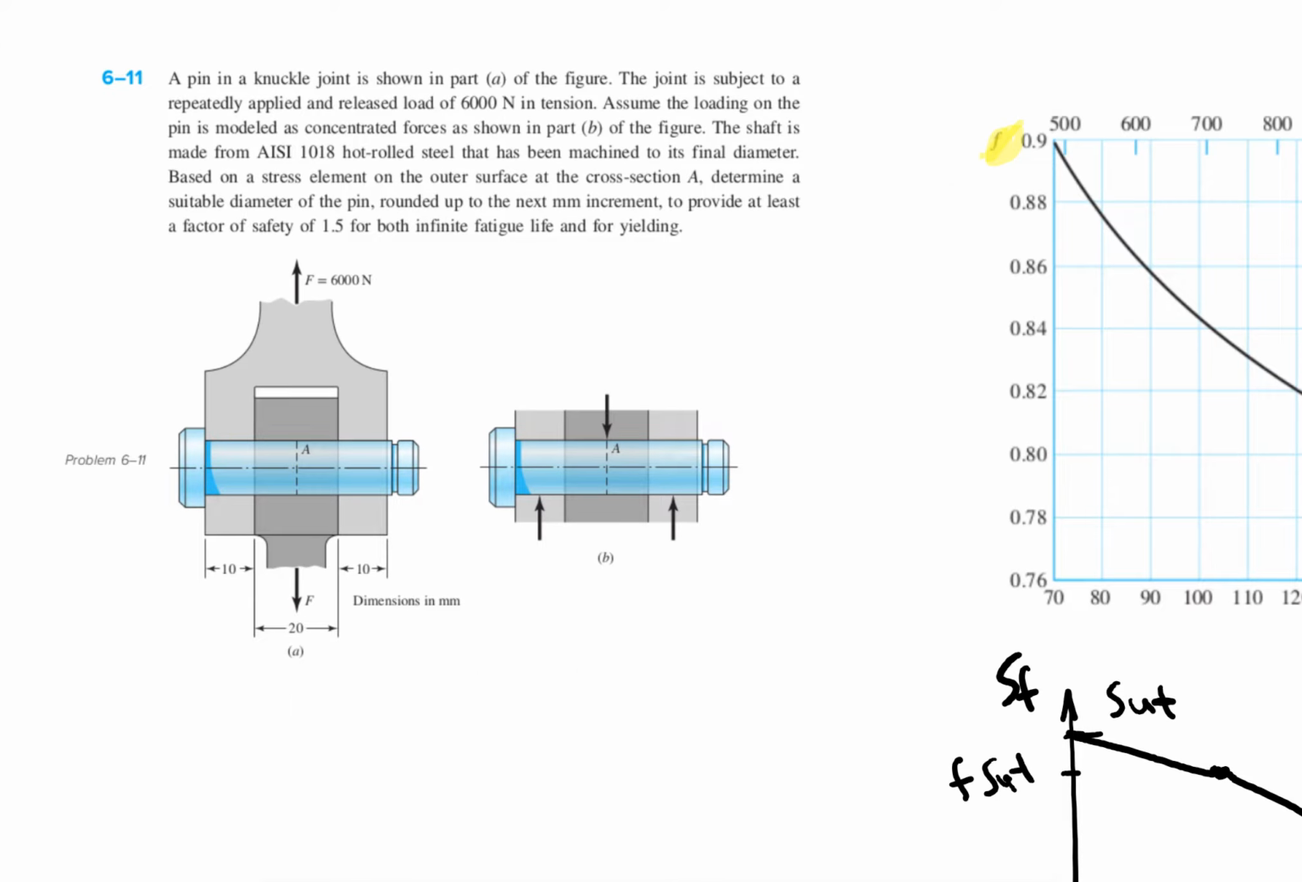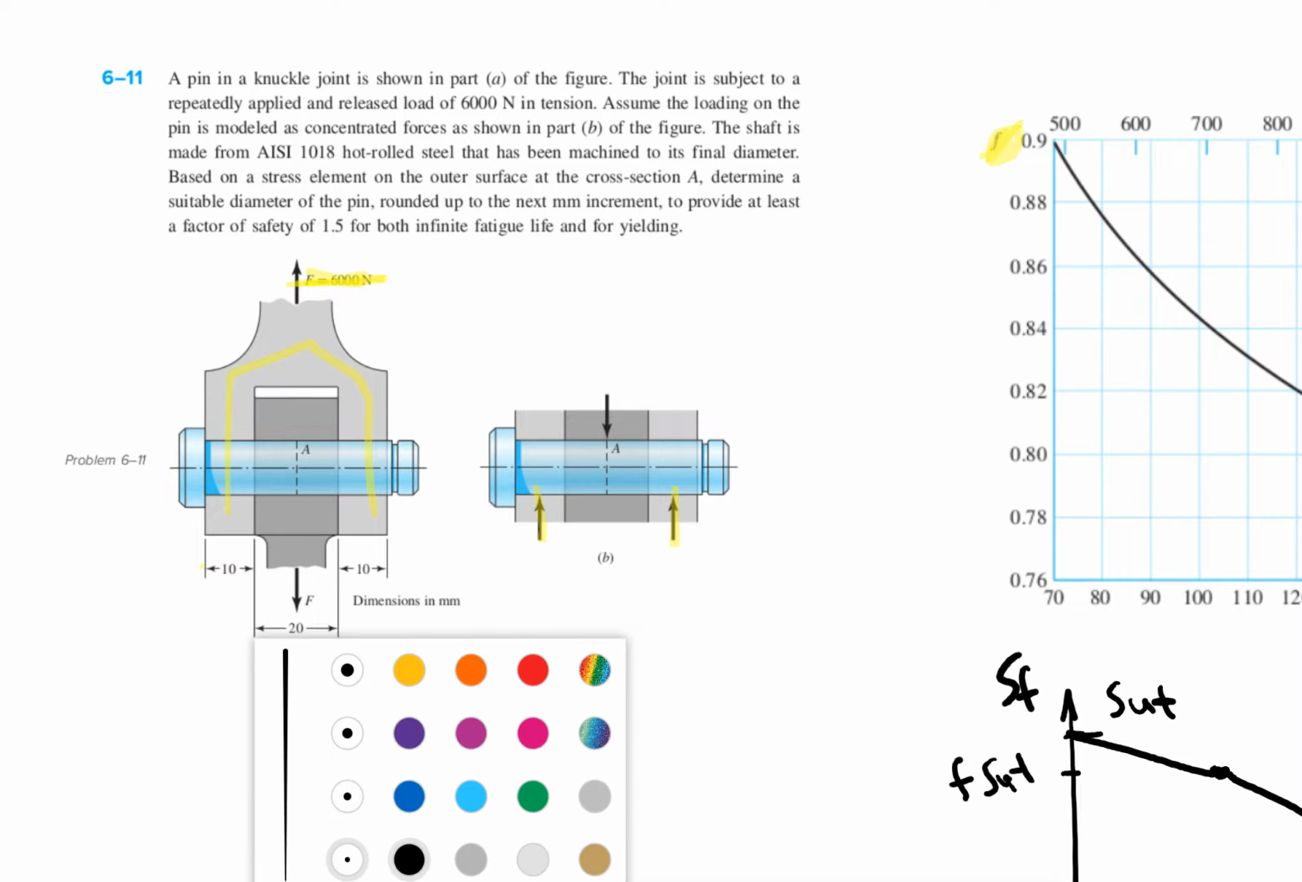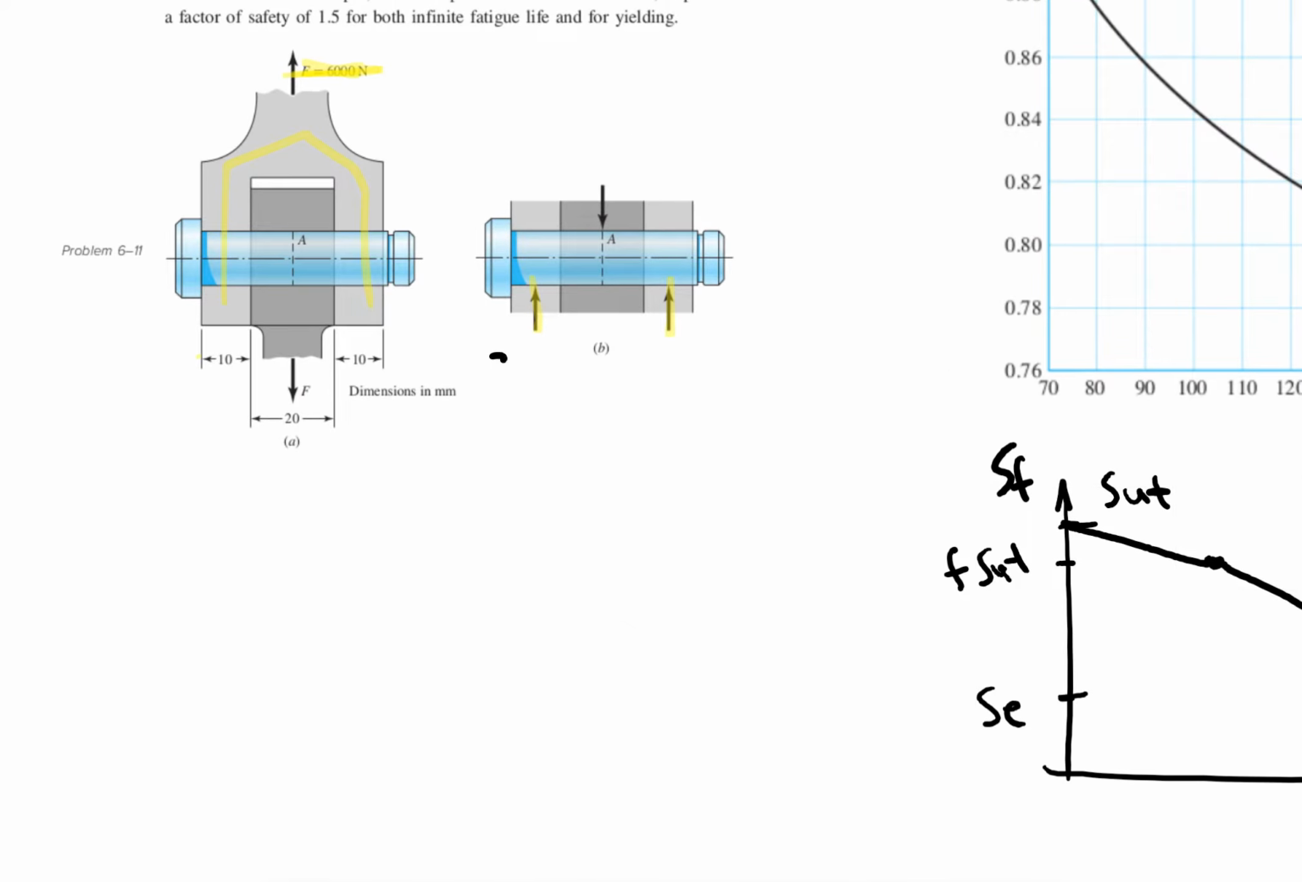I have a pin and a knuckle joint, shown in part A of the figure, and I have these forces, these loads. Basically this is just getting pulled up, and because the pin goes through this part, there's going to be some reaction forces here and here. So if that's 6,000, this is going to be equal to 3,000 and 3,000, sorry. I was trying to get my marker with the correct width, but it didn't work.